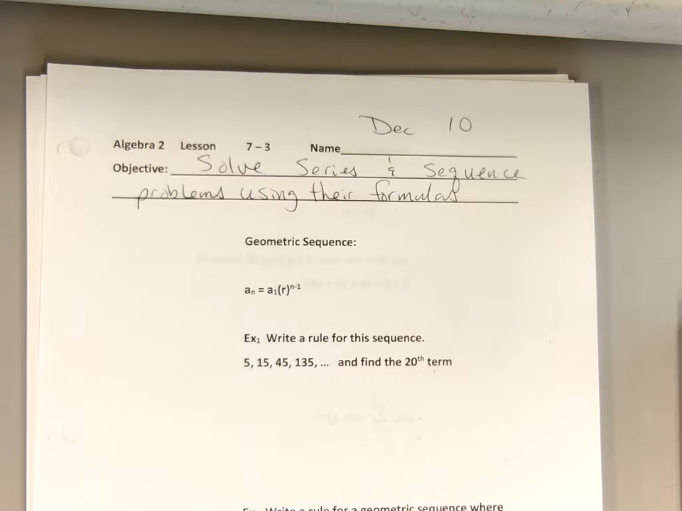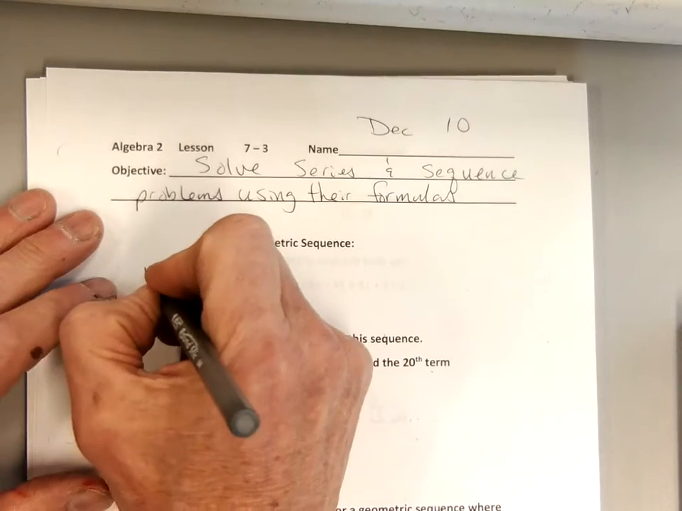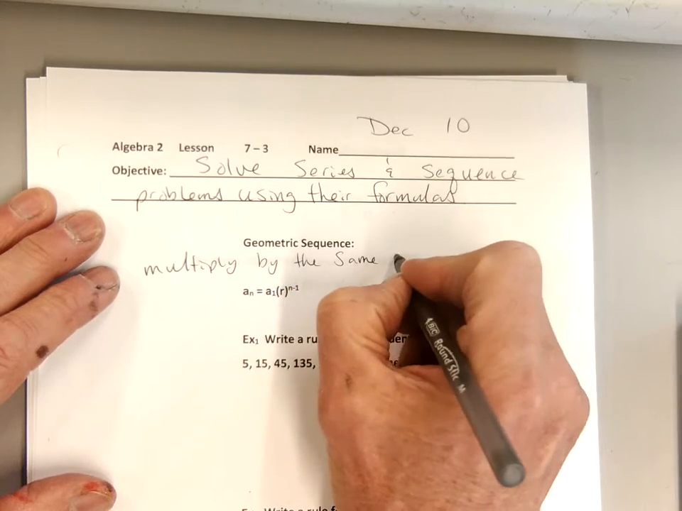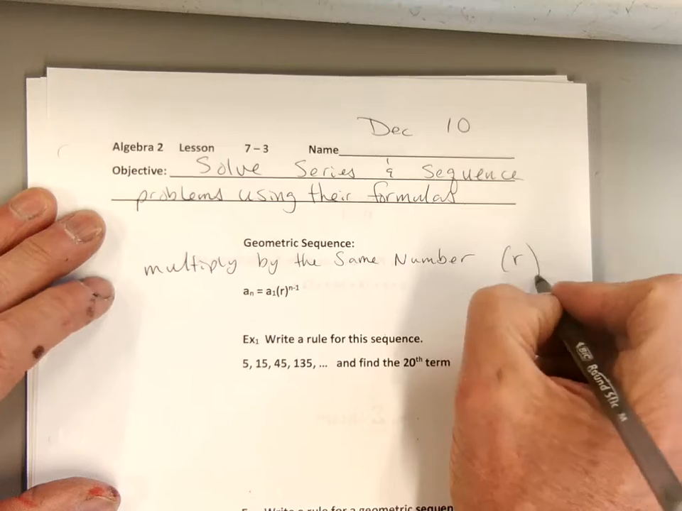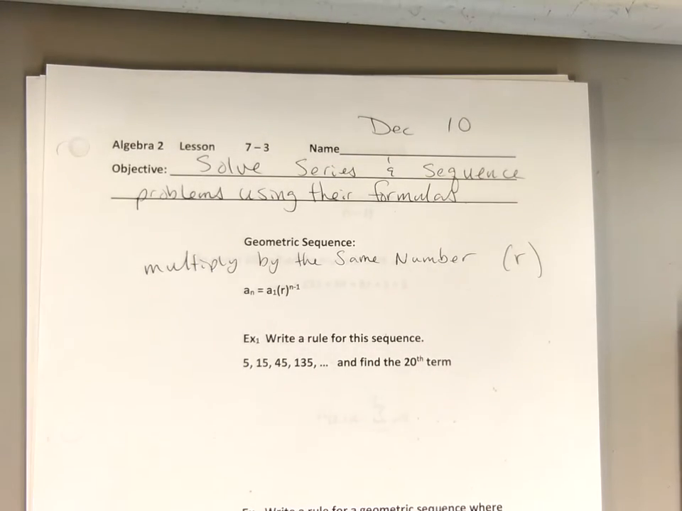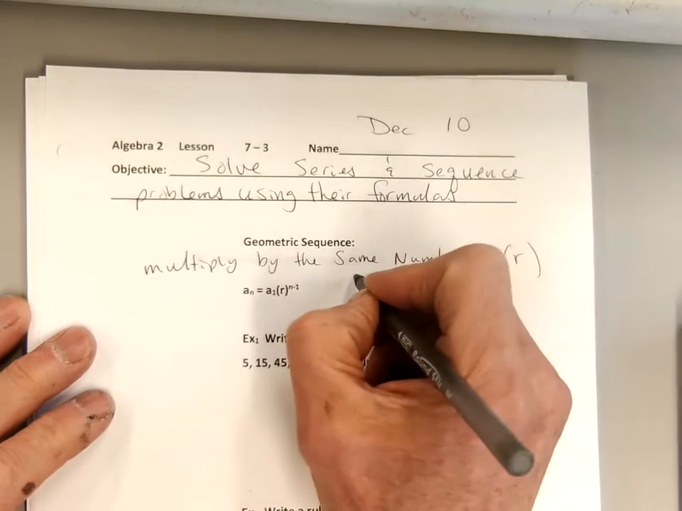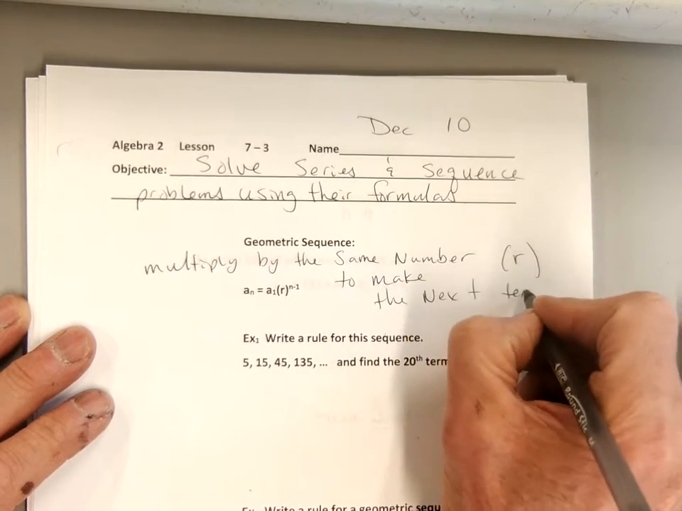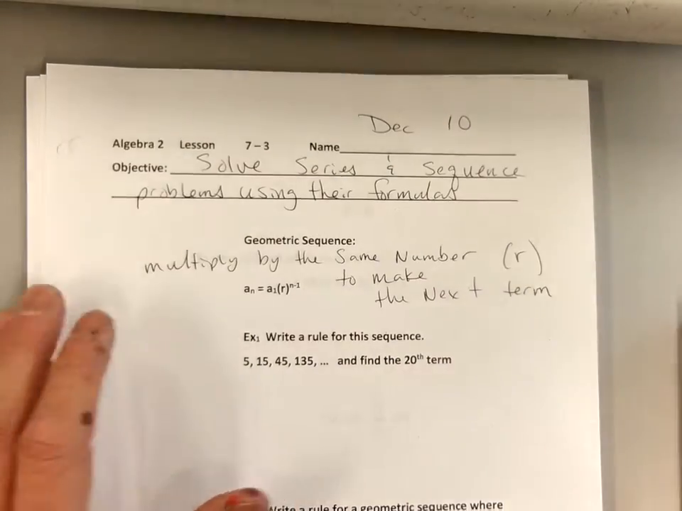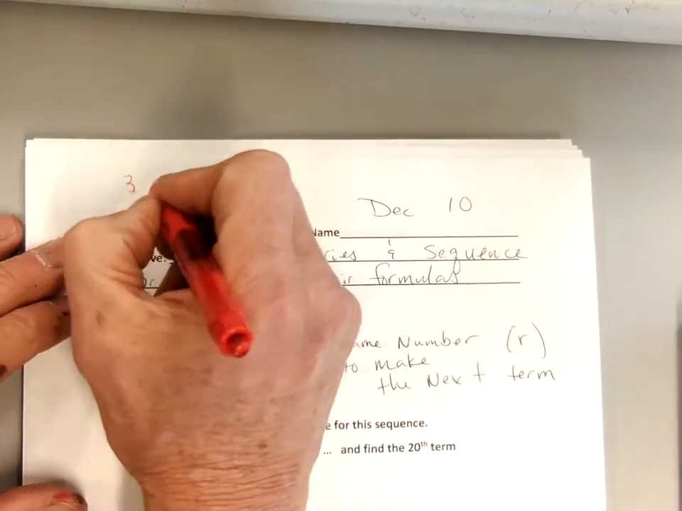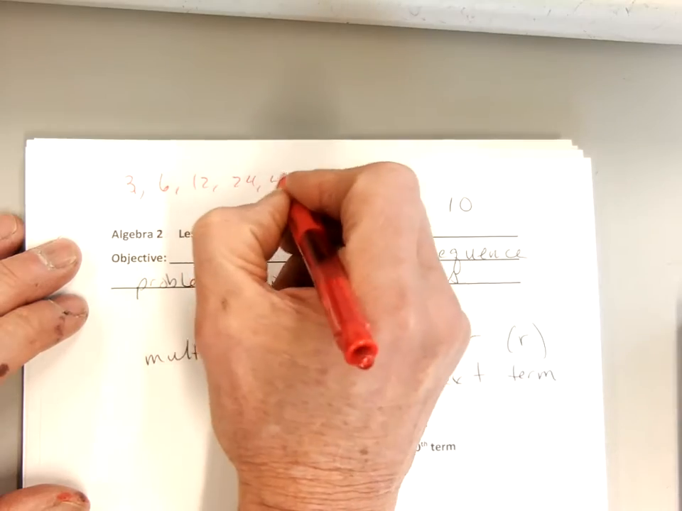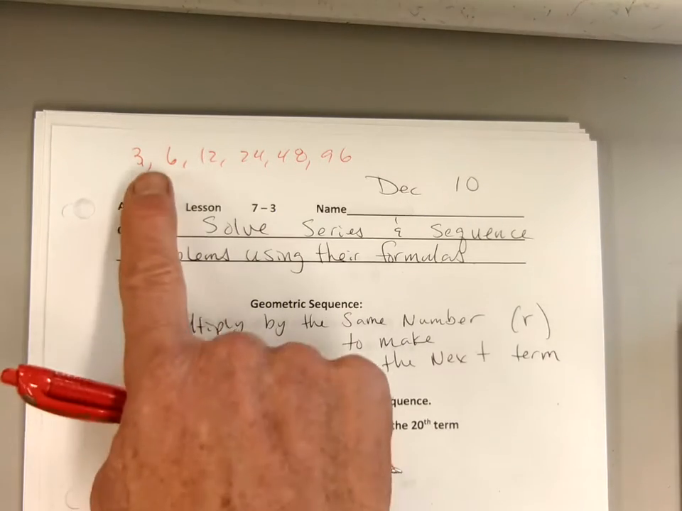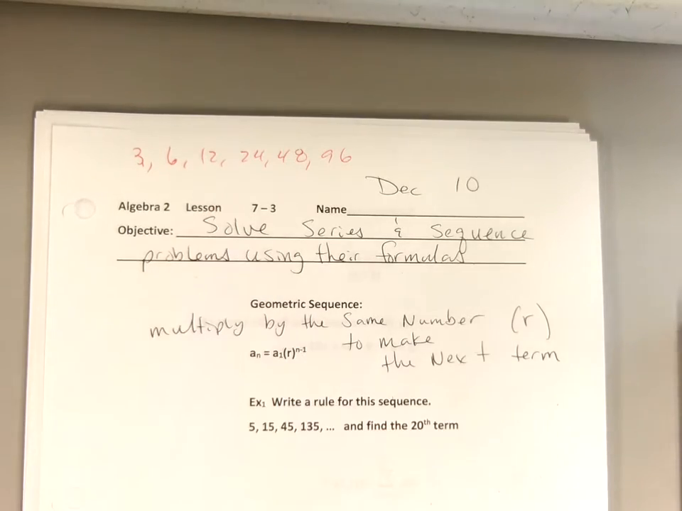So if it is geometric, and we know it's geometric if we're going to multiply by the same number, and that number we're going to call R. Okay, boys, focus. So multiply by the same number to make the next term. I mean, if I go 3, 6, 12, 24, 48, 96, that's an easy one for us all to see. It's a pretty basic one. It really gives the idea that we're times-ing by 2, okay?